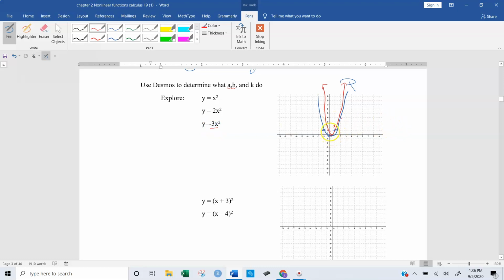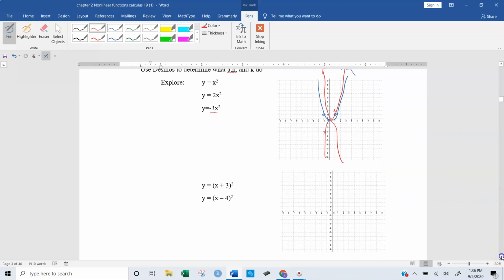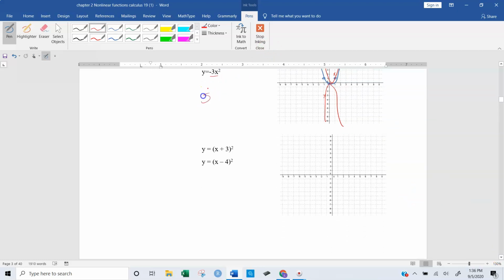Okay, now do the negative 3x squared. I'm hoping you notice instead of going up, it now goes down 3 to the left and to the right 1. It still has not moved from the origin. And that is still called a stretch because it stretched it out. Okay, now do your x plus 3, your x minus 4. So this was stretches.